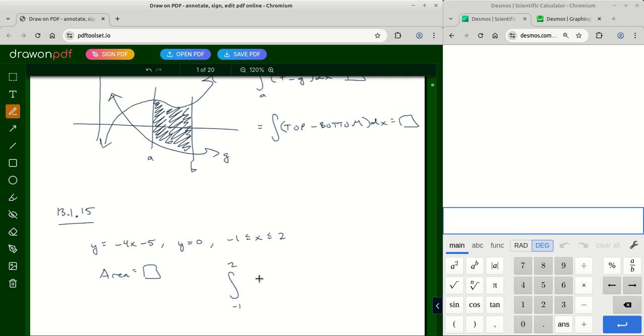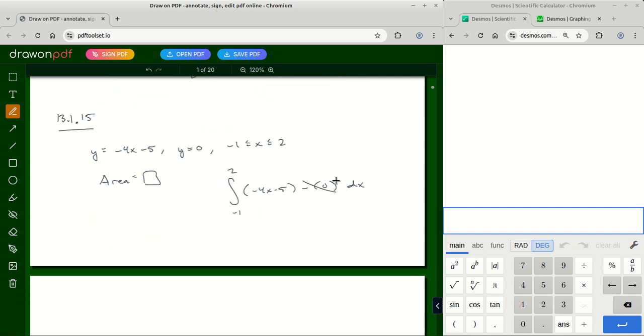Now, this is going to be interesting. I'm just going to pick something for the top and pick something for the bottom and hope for the best. So I'm going to do negative 4x minus 5, minus 0, and then dx, I guess. Minus 0 is really simple because that just goes away, so we don't even need to write that part. We just need to integrate this thing.